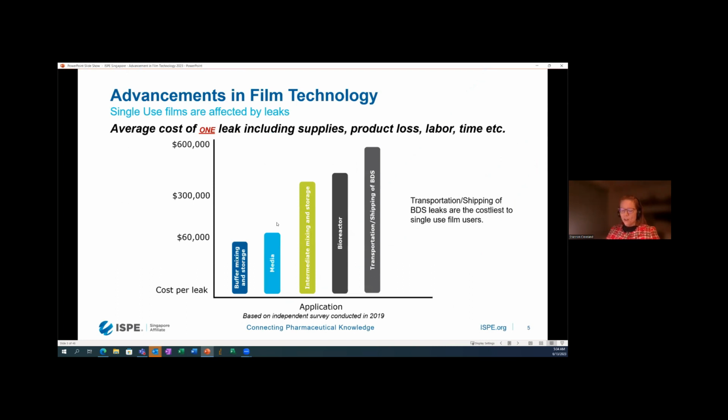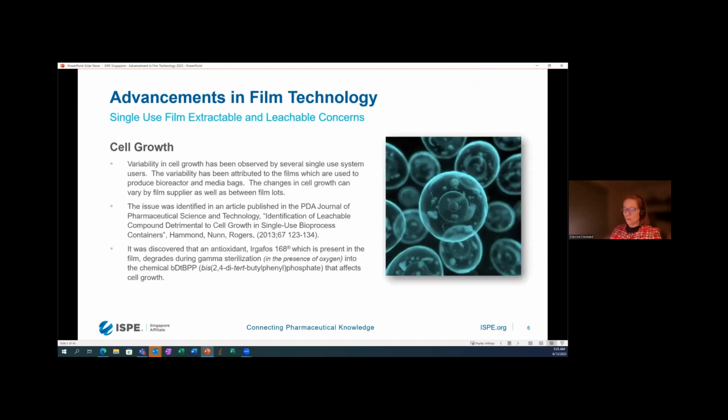When talking to our customers, durability can be a key factor. The average cost of just one leak can cost anywhere from $60,000 to $600,000, with the most costly leak occurring with transportation of bulk drug substances.